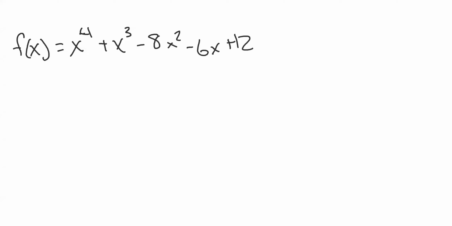So our first example, we've got this 4th degree polynomial. What we know about this polynomial is we know its end behavior. Since it's even, its end behavior is going to be positive and positive. It's even and positive. We know that it has at most 4 zeros.